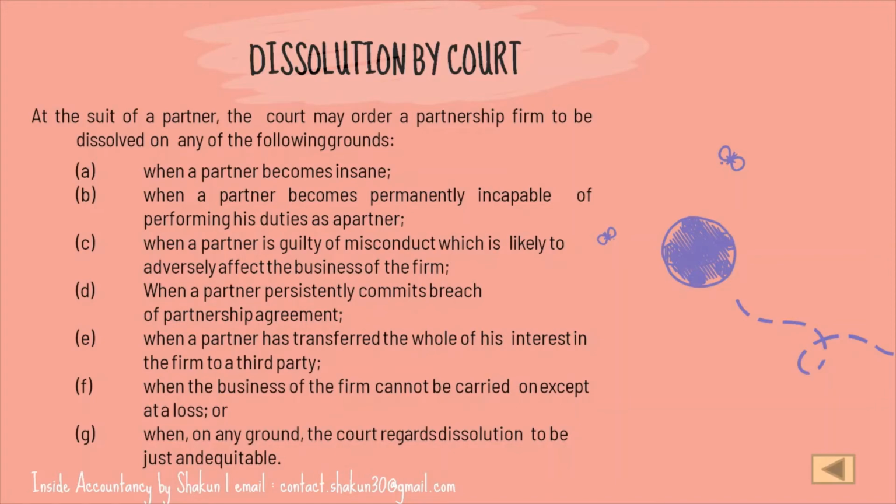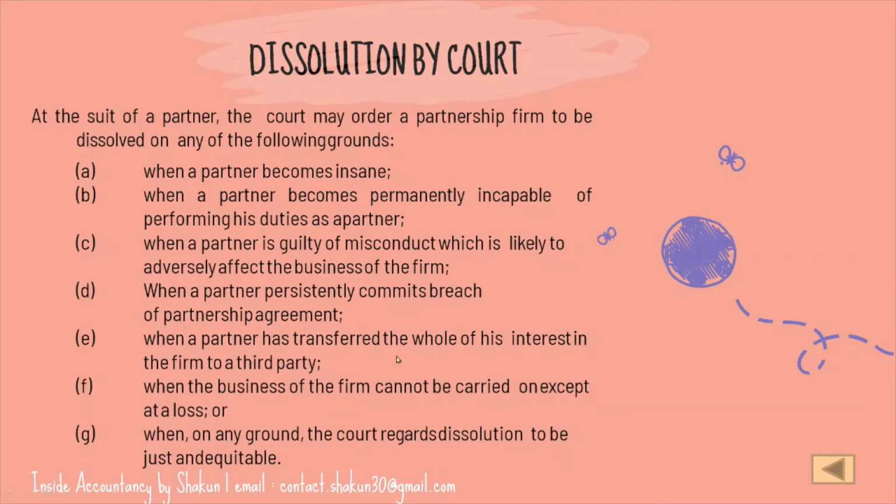When a partner is guilty of misconduct which is likely to adversely affect the business of the firm. So if a partner is doing some misconduct, then the firm may go into dissolution. When a partner persistently commits breach of the partnership agreement, which may be written or oral. So if one of the partners continuously and persistently does not abide by the partnership agreement, then the firm can go into dissolution.